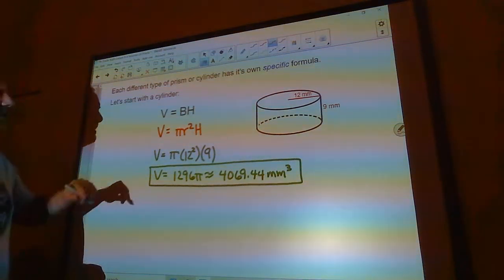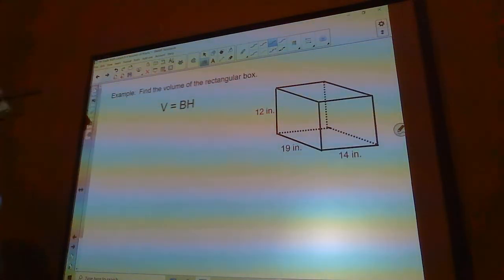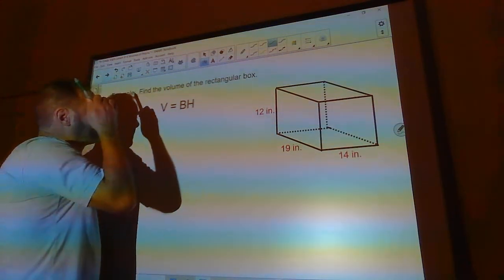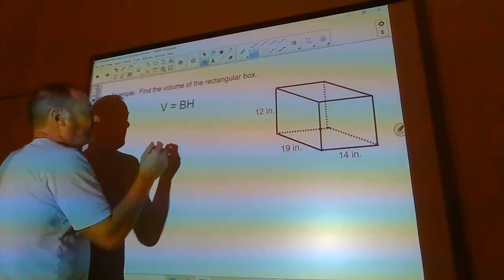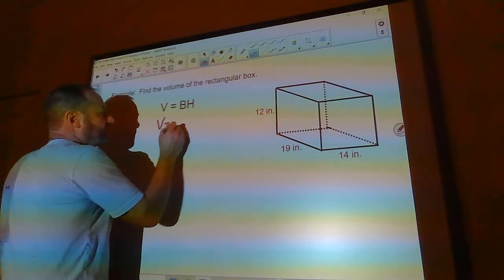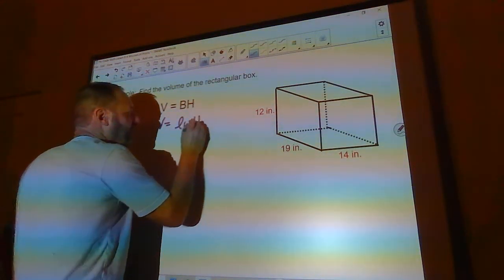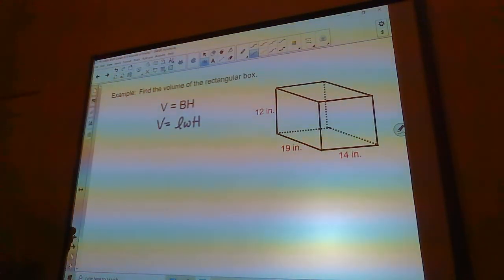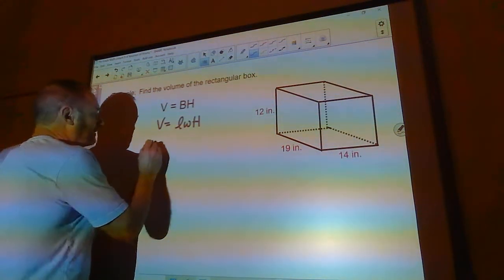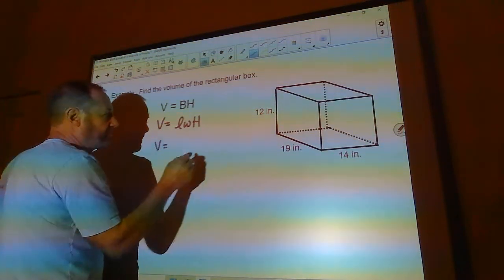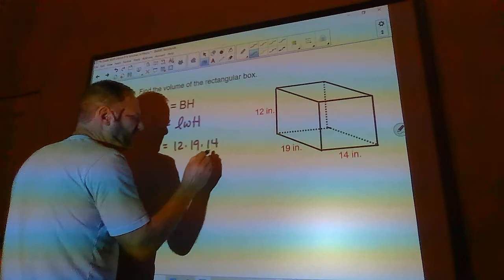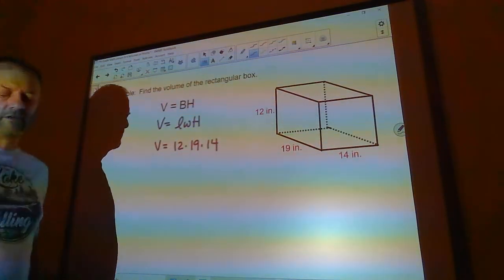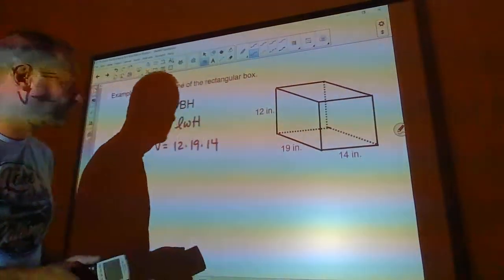Okay, so cylinder is very simple. Okay, a box. Well, the base is different on a box. The base is length times width. So we change the volume formula to length times width times height. That's the specific formula for a box. So we go ahead and plug in the information we have. 12 times 19 times 14. It doesn't matter what order you do it in, it's all the same.